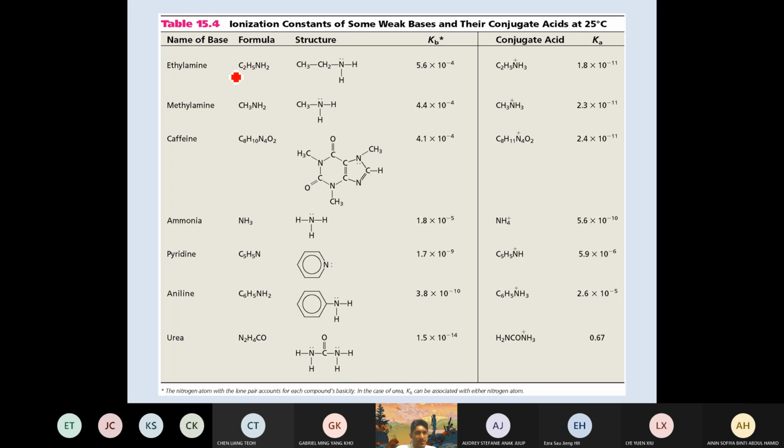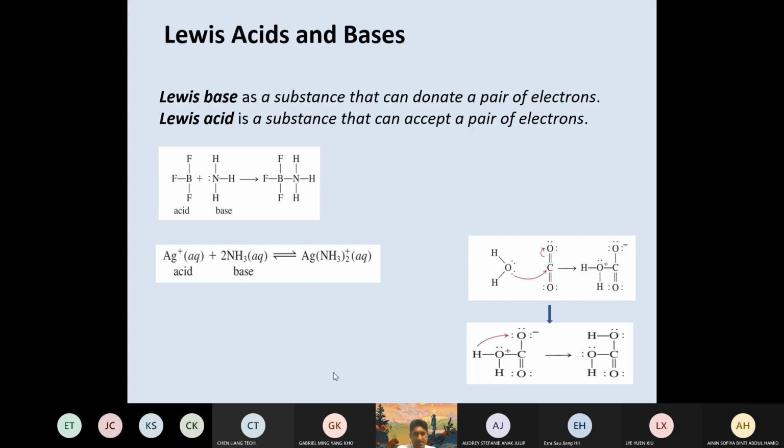Okay, so this is the ionization constant of some weak acids and bases as well. It shows how much of this acid or base can ionize. This is the ionization constant. The Ka and Kb can be found for other acids and bases.